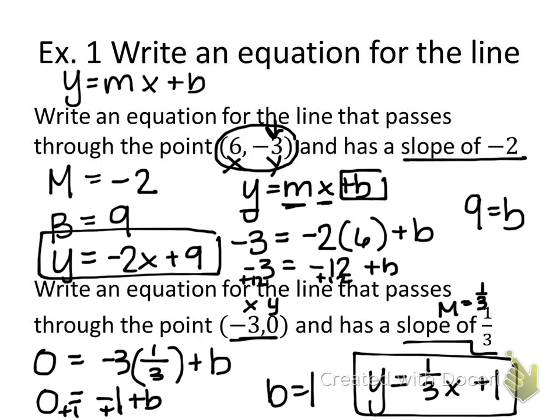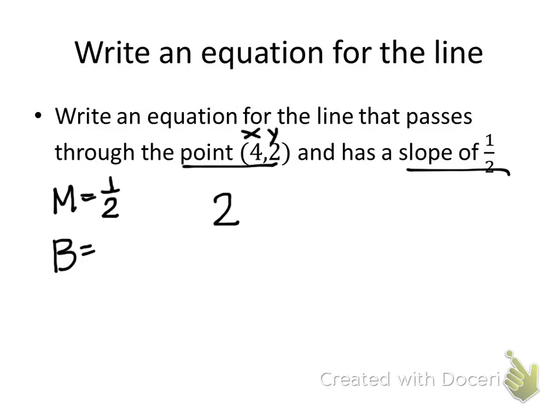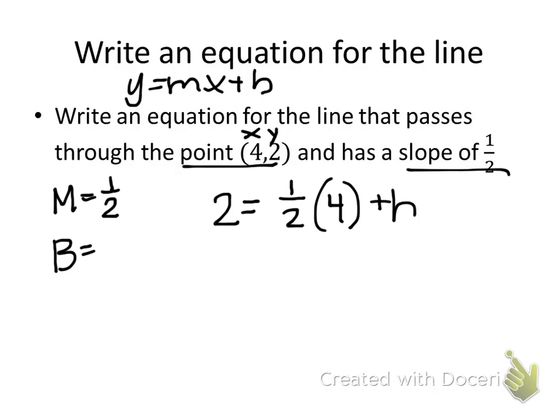All right, so let's do another one of these. What have they given me? They've given me a point that is not the y-intercept, and they've given me my slope. So I know m is equal to 1/2, and I do not know what b is. But I know x and I know y. So let's plug it in. 2 is equal to, and remember, my equation is y equals mx plus b. So I have 2 is equal to 1/2 times 4 plus b. 1/2 times 4 is 2.